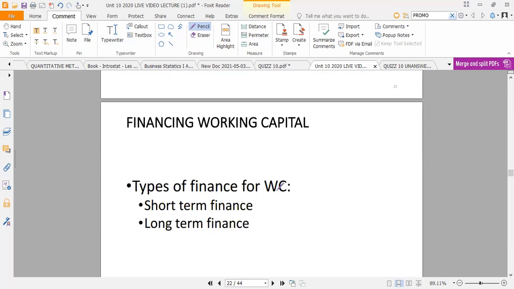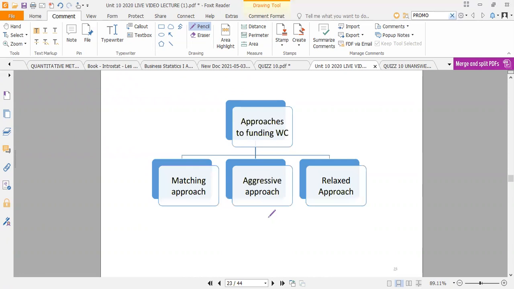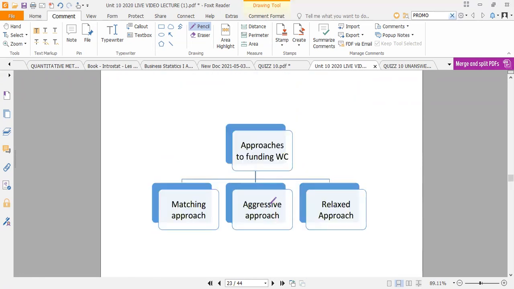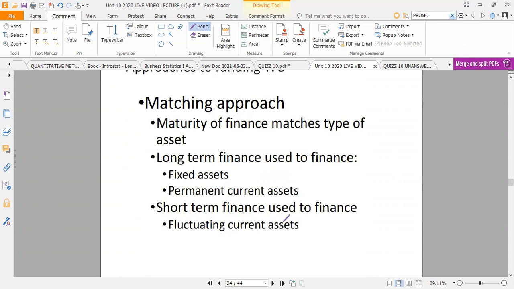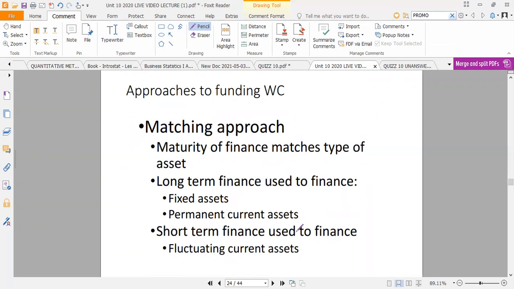There are two types of finance for working capital: short-term and long-term finance. Short-term finance is used to finance what are called fluctuating current assets. Current assets are easily convertible into cash. So when we're dealing with working capital, short-term finance is mainly used to meet the fluctuating current assets. Then we also have long-term finance, which is used to finance the fixed assets and the permanent current assets.